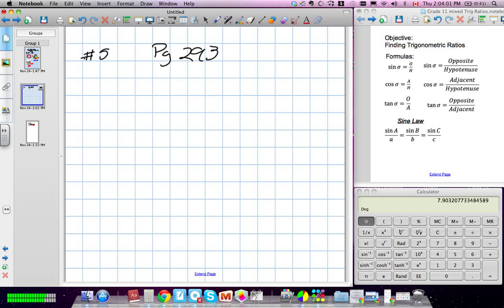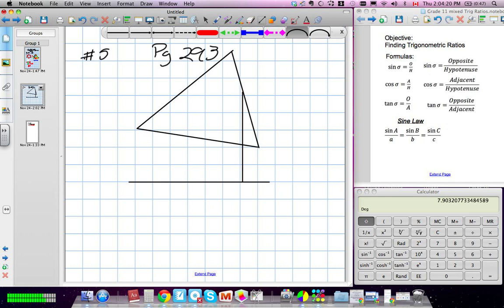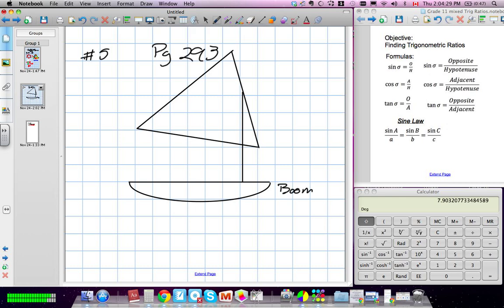Number 5 from page 293. Okay? What they've done is they've given us a boat, and it looks roughly like this. They've even given you a photo of it. We have a main sail. There's a mast, and then there's a boom of the boat. Looks something like that. Okay? So this is our boat. This is the main mast.